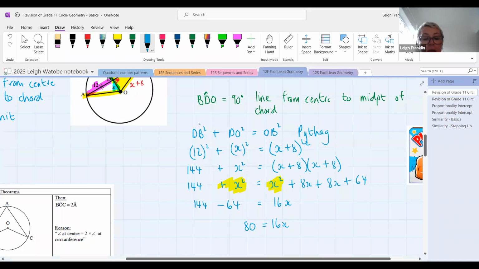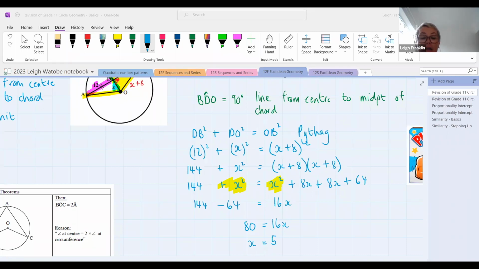All right. And now the last step here, I need to divide by the coefficient of x. So I'm going to divide both the left and the right by 16. And that means that x is going to be equal to 5. That's it. Yes, good. Well done.